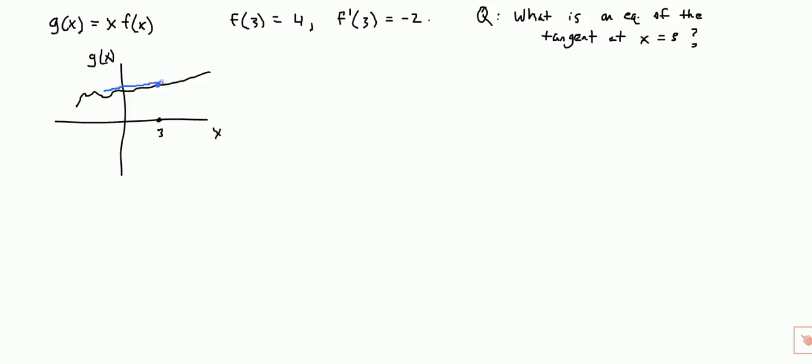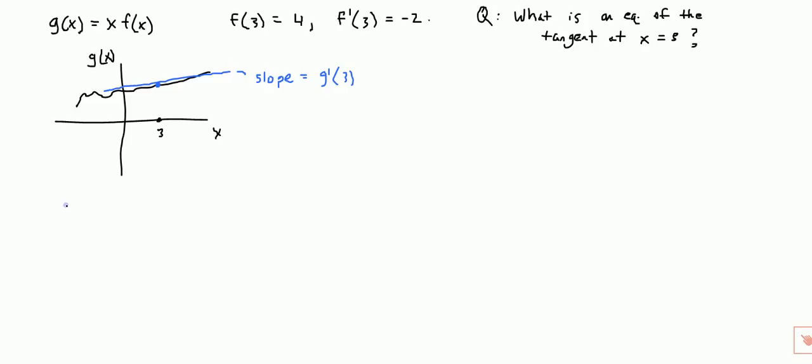And we want this tangent line, right? So this tangent line is going to pass through g of 3, and the slope is going to be g prime of 3, right? Those are things that we can figure out because of this information that we were given. Okay, so let's get started.